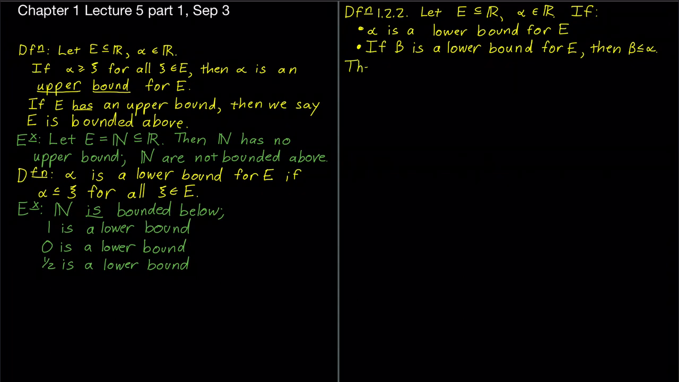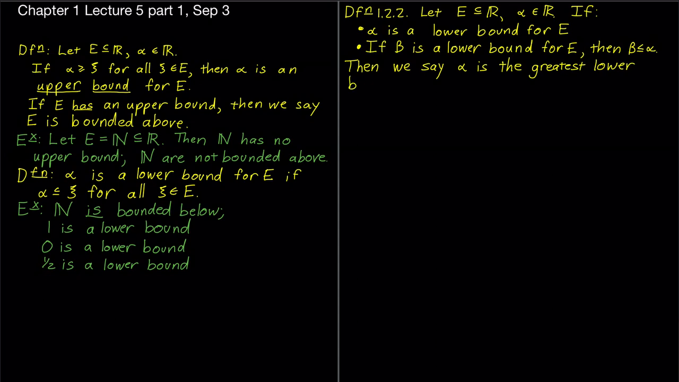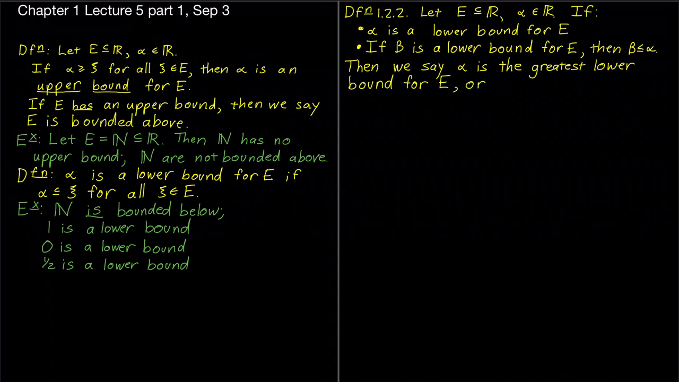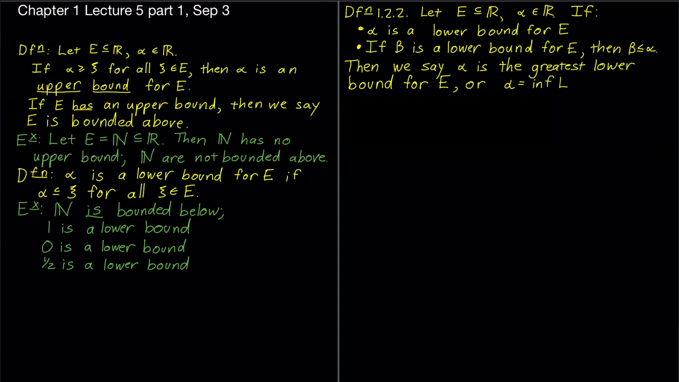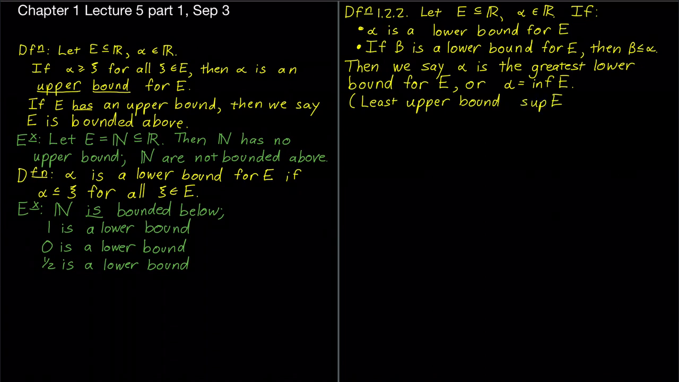So then we say alpha is the greatest lower bound for E, or alpha equals the infimum of E. And a similar definition gives the least upper bound, also known as the supremum of E.